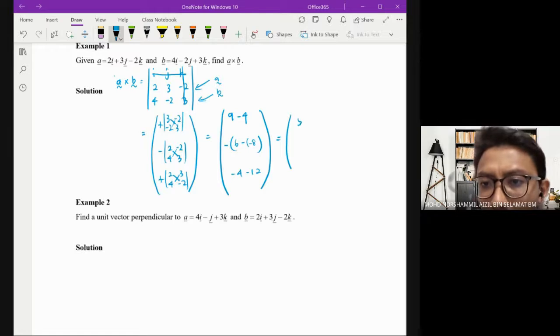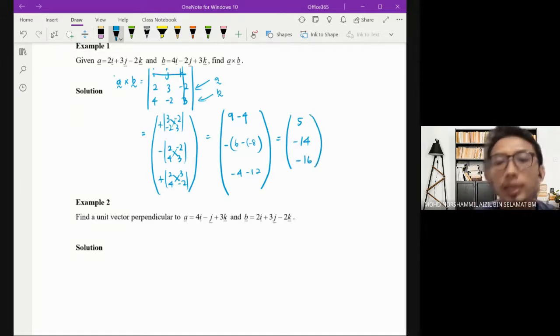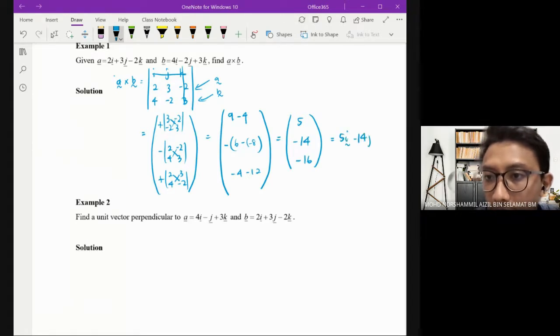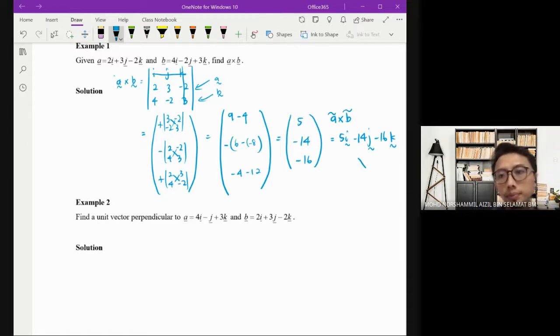9 tolak 4, 5. 6 tambah 8, negatif 14. Negatif kat luar tu negatif ni minus 16. Okay guys. And then as I told you before, A cross B will produce a vector. So guys, this is your vector. So basically you get 5i minus 14j minus 16k. So this is your A cross B. Is that okay? Dapat sir. Itulah cara kira dia.